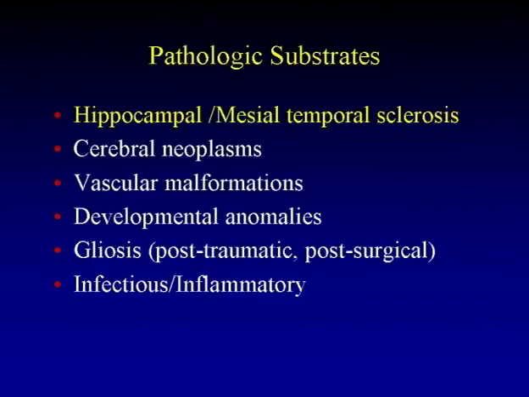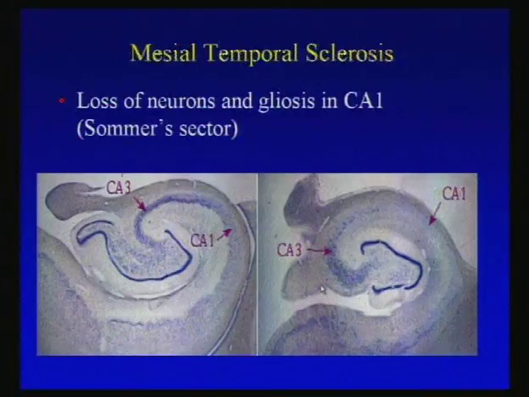Okay, I'm going to review some of the most common pathologic substrates that we will see in patients who have seizures. The most common entity that we will see on imaging is hippocampal or mesial temporal sclerosis, also called Ammon's horn sclerosis. The next most common entity that we'll find are patients with cerebral neoplasms. If you see a lot of cases, you'll also find vascular malformations, developmental anomalies. Anything that causes gliosis, whether it's trauma or surgery, can cause the patient to have seizures, and infectious and inflammatory disorders.